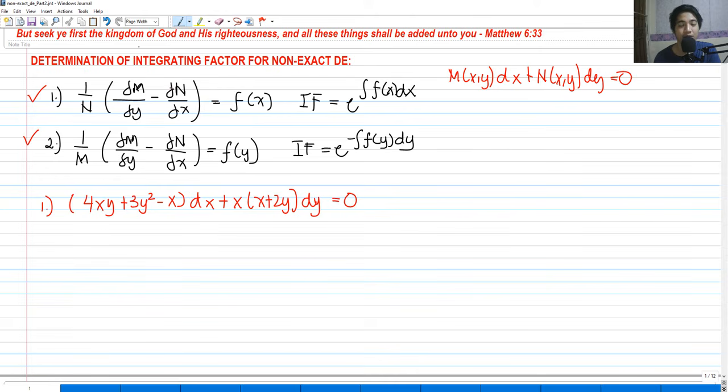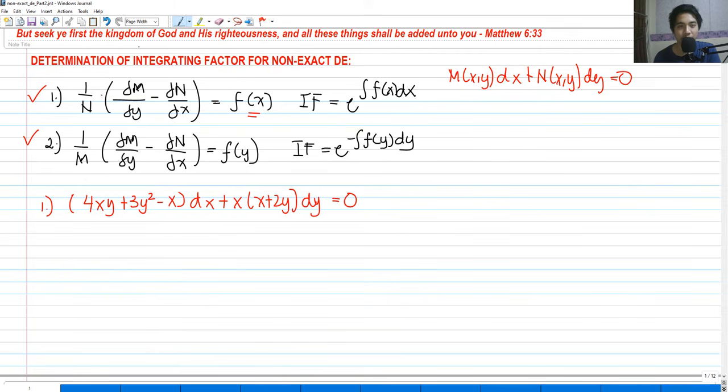If they are equal, then they are exact. But in this case, they are not equal. So if we subtract this and multiply it by 1 over N, we get a value of f of x, purely in terms of x or any constant, and we can use it to now identify the integrating factor. So we have e raised to the integral of f of x dx.